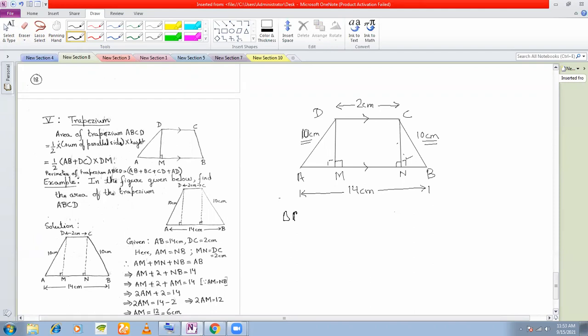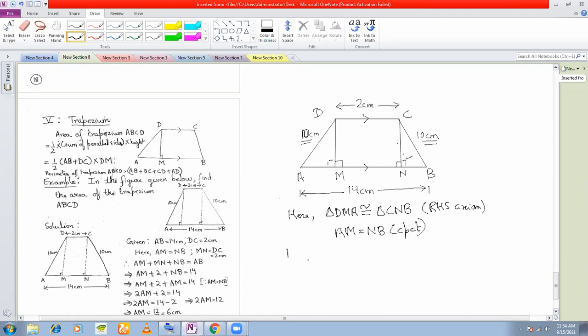I have not written this in the solution, but I'm writing it here. Okay, triangle DMA is congruent to triangle CND. You don't need to write the proof. You can write here RHS axiom. Therefore, what can we say? AM must be equal to NB by CPCT. Okay, so these two lengths are equal.